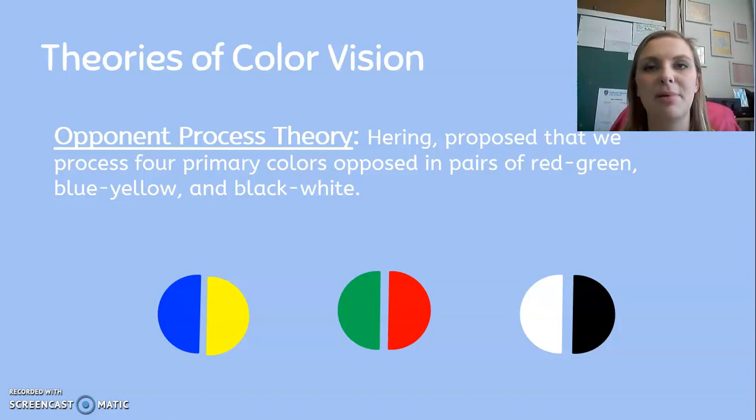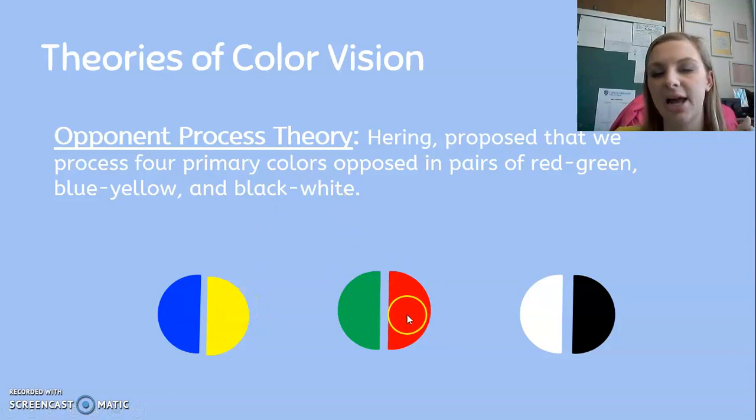Okay, the other theory of color vision is the opponent process theory. And this is the theory proposed by Hering that we have four primary colors. Okay, so here are our four primary colors, and then black and white. And these colors have an opposed pair. So blue and yellow are opposing pairs, green and red are opposing pairs, and then white and black are opposing pairs. And the idea is that we have one cone that distinguishes between blue and yellow, another set of cones that distinguishes between red and green, and another set of cones that helps us distinguish black and white. Okay, that's the opponent process theory.